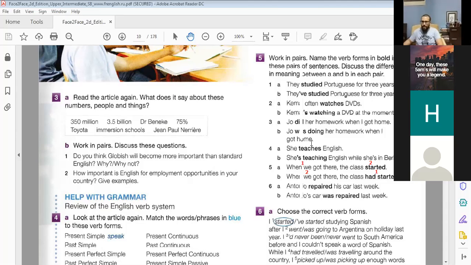What about the last couple here, the last part? Let's see. What do you think now? A and B here, number 6. Antonio repaired his car last week. His car was repaired last week. Okay. One of them, B, is passive. Correct. And A is active. Correct. You're right about that now. But what about the meaning?